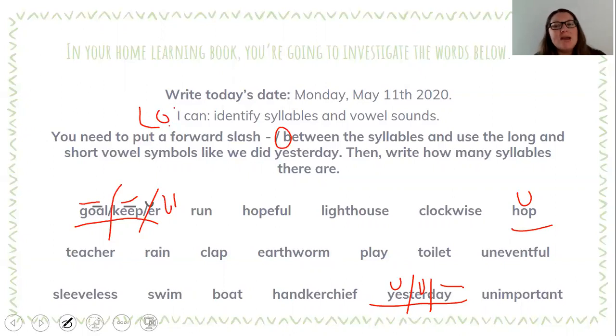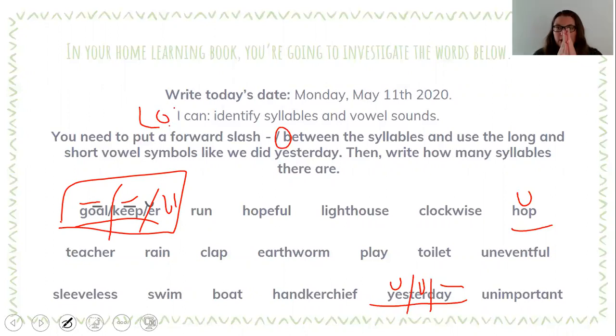I'm gonna do one more just to make it fair, but I'm really hoping that nobody chooses 3 of the ones that I've done. Remember, you cannot use goalkeeper, okay? That one's not allowed. You can write it down as an example, but you can't count it towards one of your words. So let's do one more.